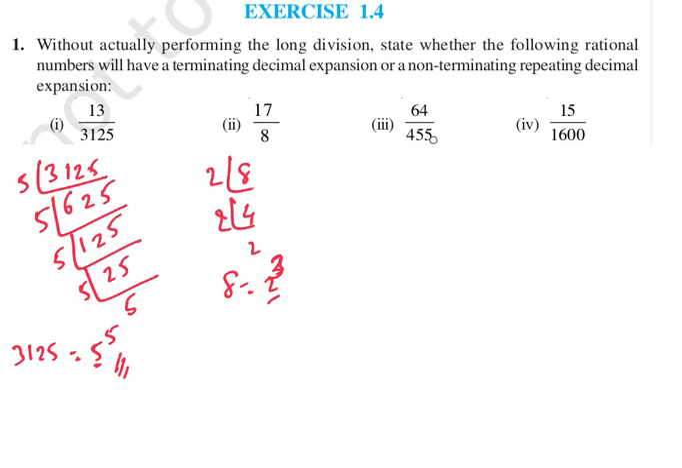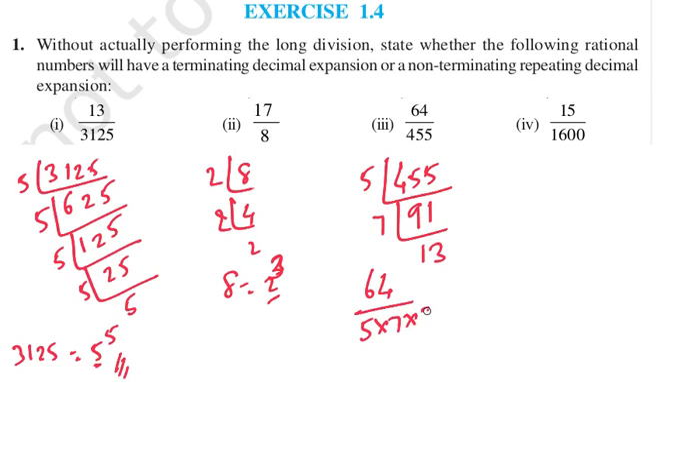Next, 64 by 455. We'll take 455 and get the factors. By the fifth table, 9 5s are 45 and 91 will come in the seventh table 13 times. So 64 by 5 into 7 into 13. So only 5 is there or 2 is there or 2 and 5 both is coming, then definitely that will terminate.